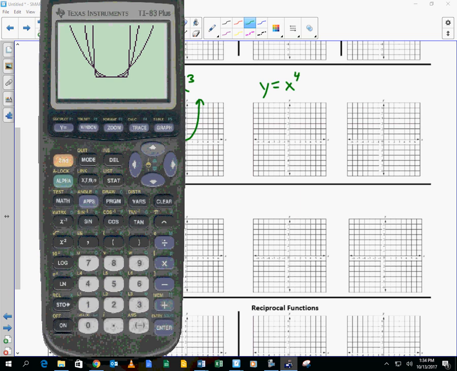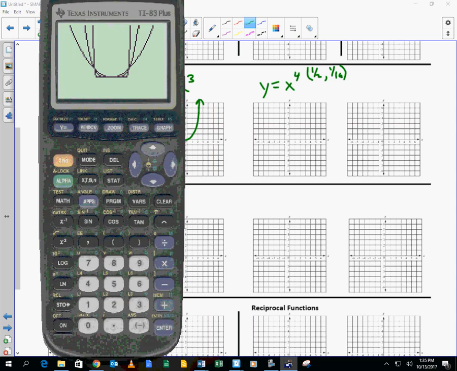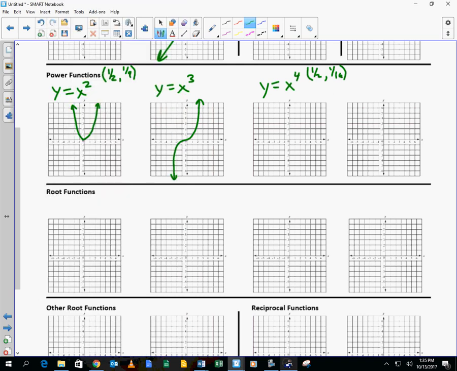Okay? But there's things that happen aside from that, and I want to show you why. If we were to plug in, for example, 1/2, what is 1/2 squared? 1/4. But if you plug in 1/2 here, you get 1/16. That's considerably smaller, right? So when you plug in x values that are less than 1, it pulls the graph further down towards the x-axis.